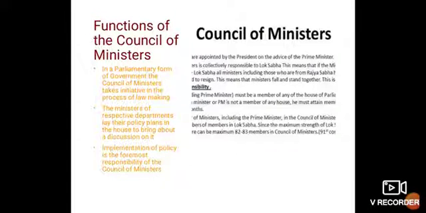Now next we will see the functions of the council of ministers. What are their functions now? Number one, in a parliamentary form of government, the Council of Ministers takes initiative in the process of lawmaking. Yes, my dear students, we have a parliamentary form of government. As we know, we make different laws, rules, regulations. So here the process is started by the Council of Ministers. They take the initiative. They are in the forefront of the process of lawmaking.